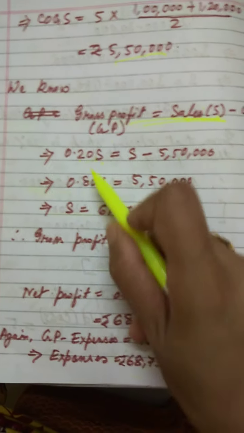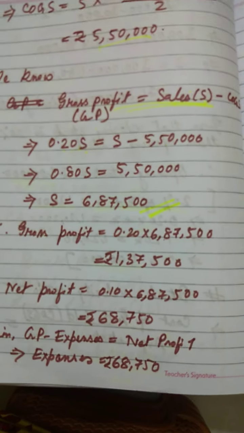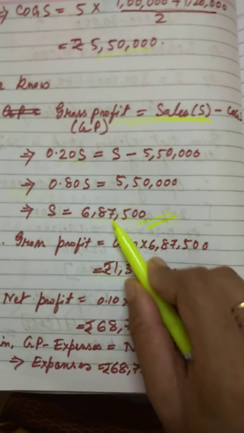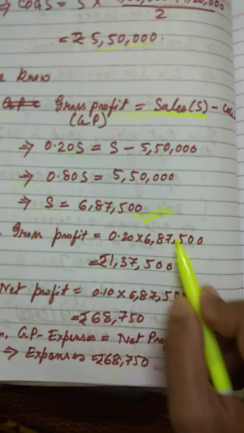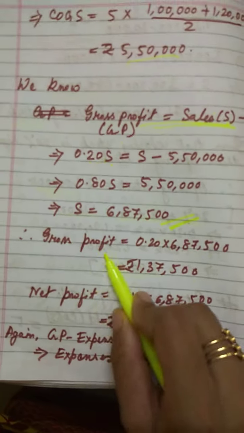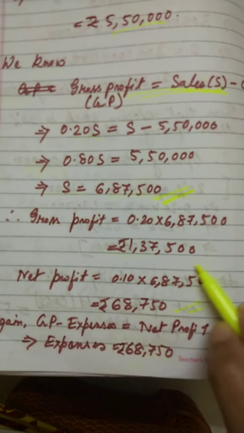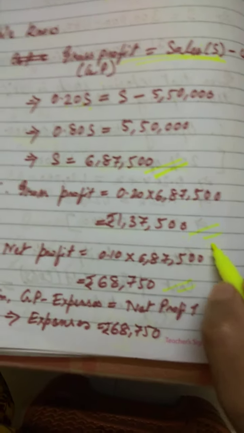Therefore, we can easily find out gross profit and net profit from the numbers given in the sum. So gross profit is 20% of sales. So we have written 0.20 of sales, 6,87,500, and we have got 1,37,500. Similarly, for net profit, 10% we have calculated when we found this amount. So these two are our necessities in order to formulate the profit and loss account.